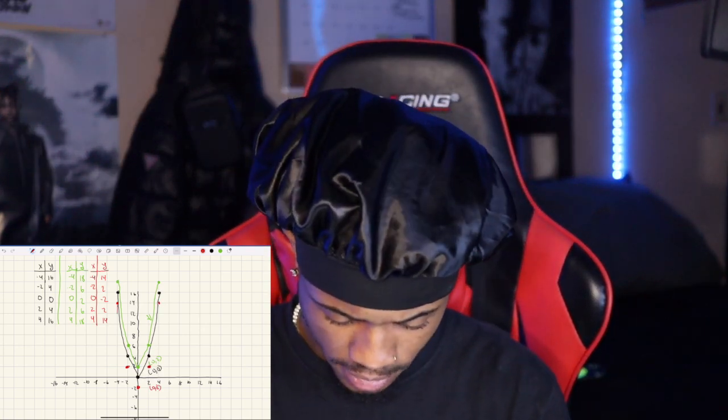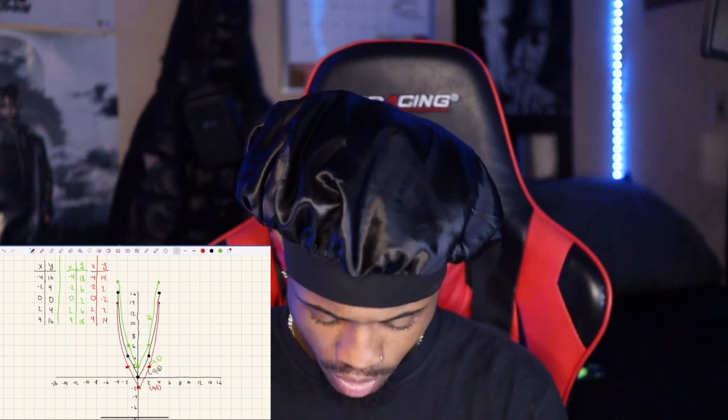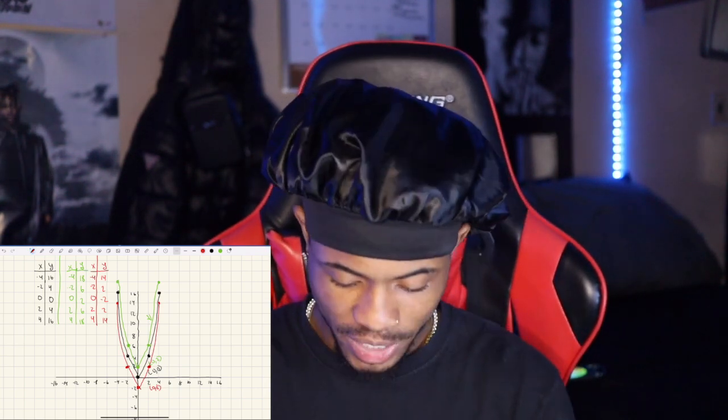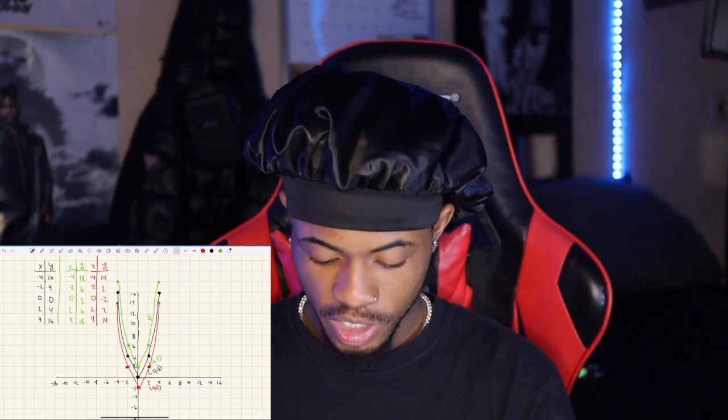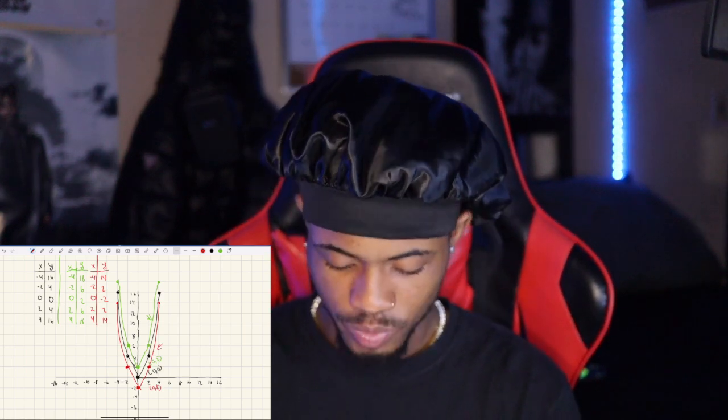All right, once we have all of this, what we're going to do is, once again, connect our dots. And would you look at that? What do we have here? We have a shift of x squared 2 units down, evident by this red line right here.